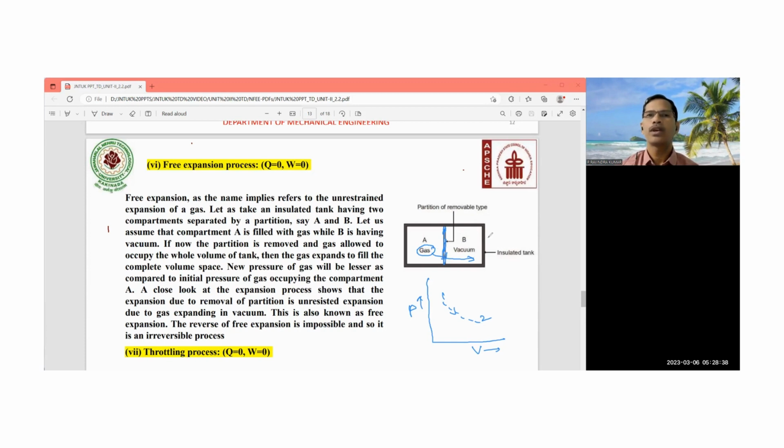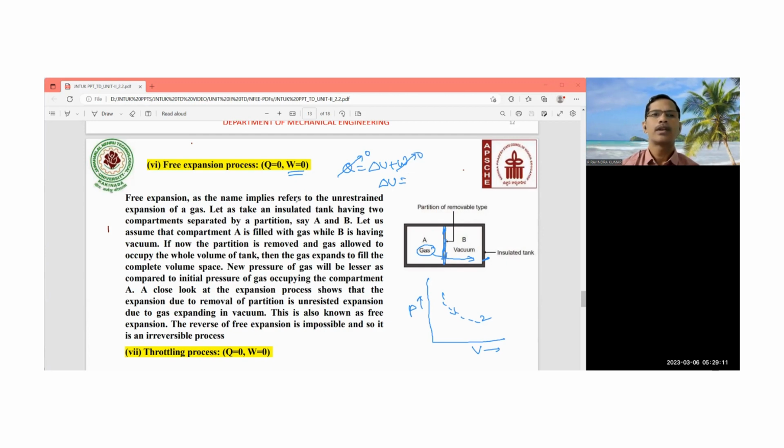Here the work output is zero. That is the expansion of a gas against the vacuum, but there is no work output from this case. So the work is zero. When it is an insulated tank, if you apply Q equals delta U plus W, the work transfer is zero and the heat transfer for the insulated one is zero. So finally, only the change in internal energy remains.